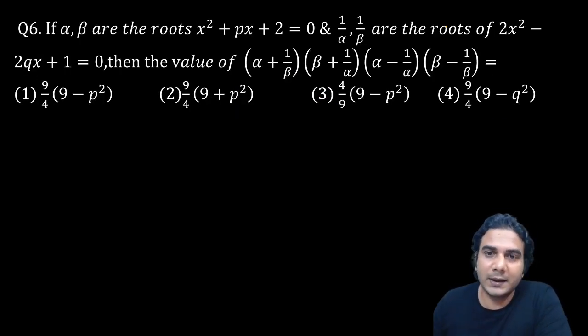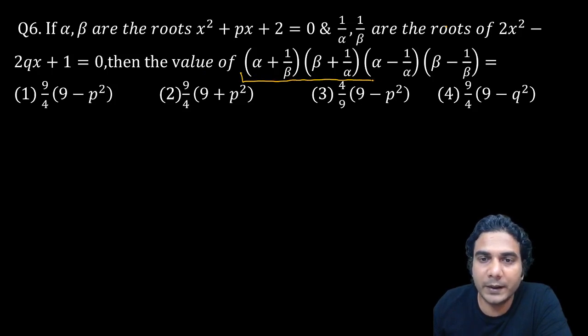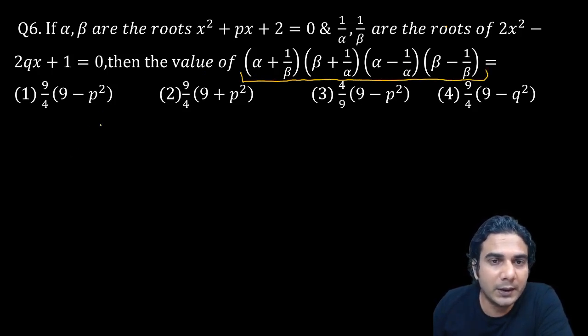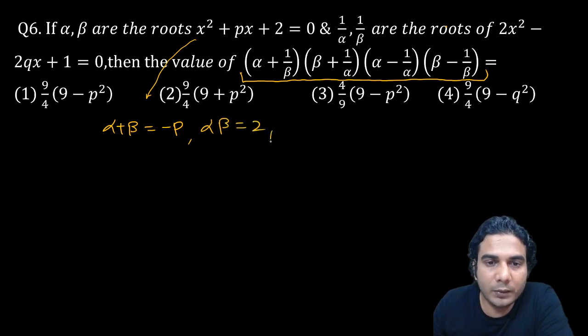This is again a problem which is based on roots of a quadratic. One symmetric expression of alpha and beta is given, and you need to find the value of this symmetric expression of alpha and beta. Let's write the values of alpha plus beta and alpha into beta from these equations. So alpha and beta are the roots of this equation. So alpha plus beta you can write is minus p, and alpha into beta will be 2, right?